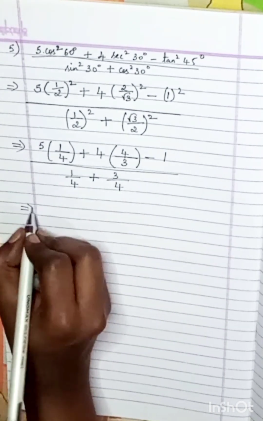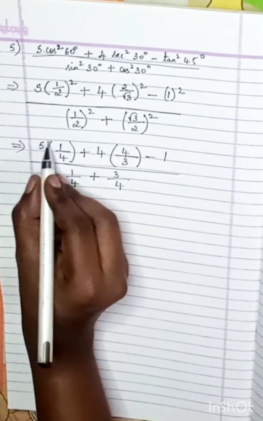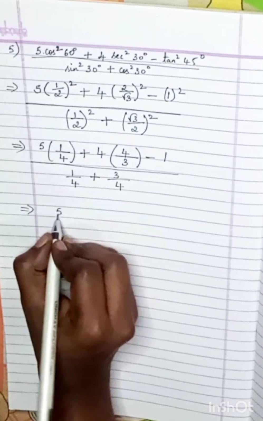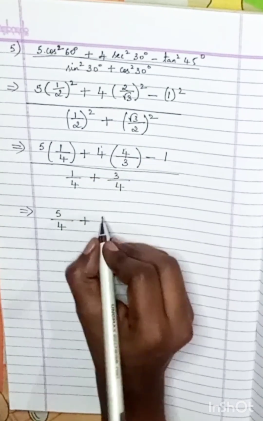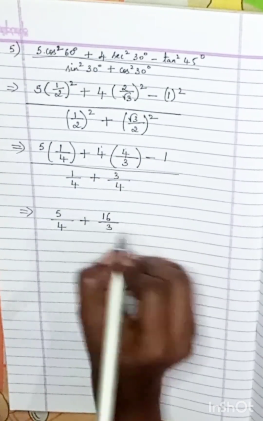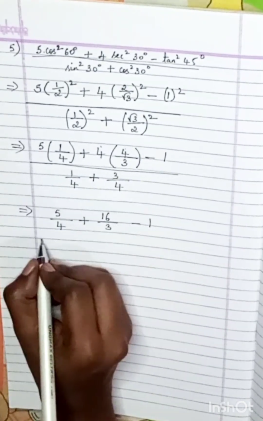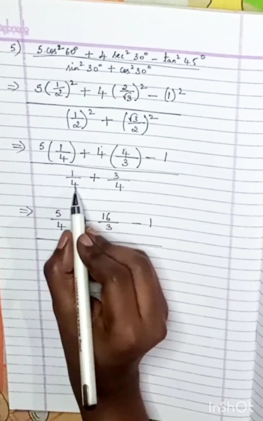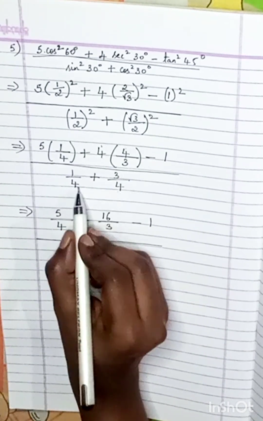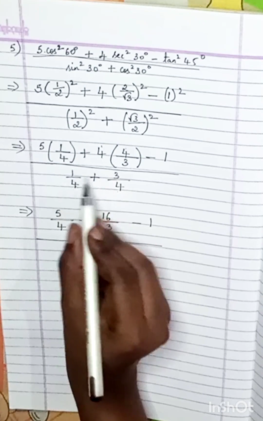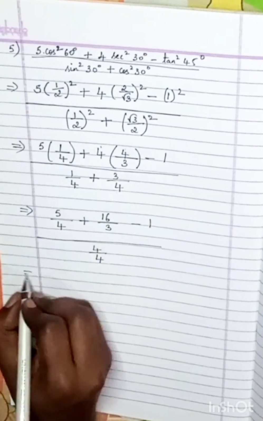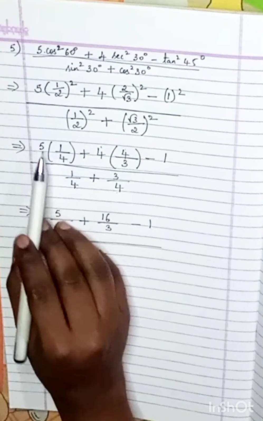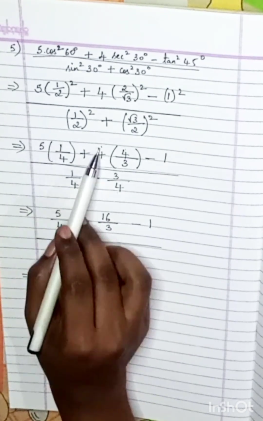Now let us solve. 5 1s are 5 by 4 plus 4 4s are 16 by 3 minus 1, whole divided by, since here we have same denominators, our numerators get added up. So it is 4 by 4. Done. See here what I did? I multiplied numerator with numerators.